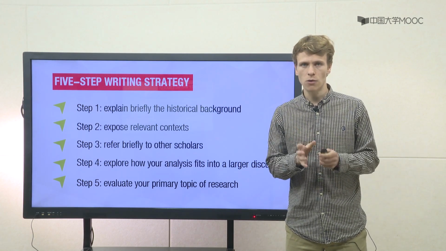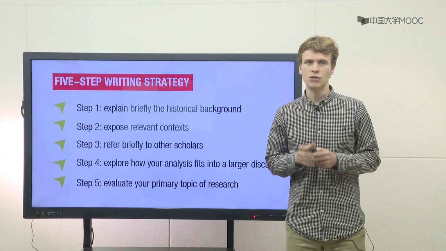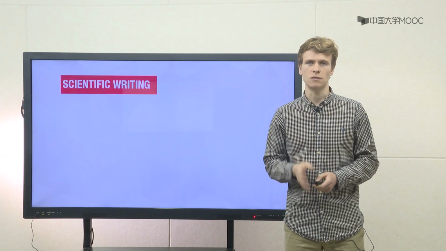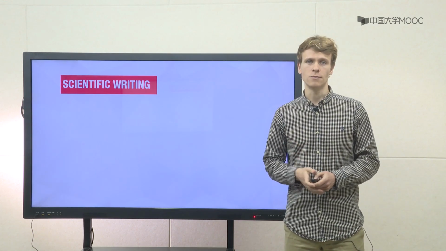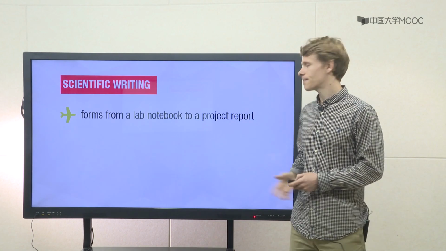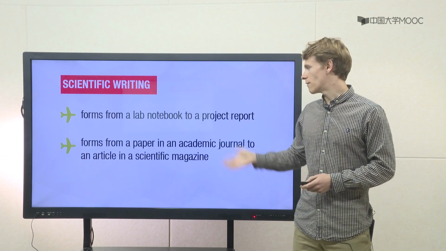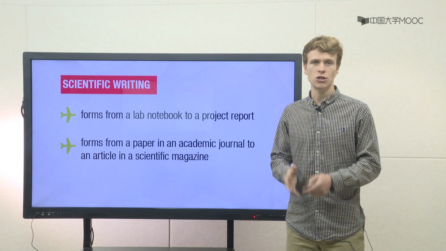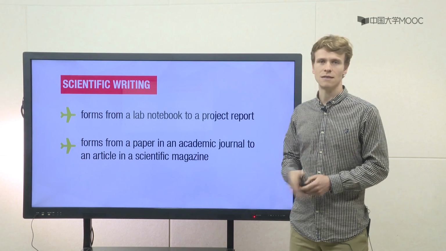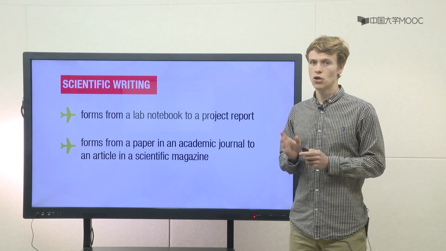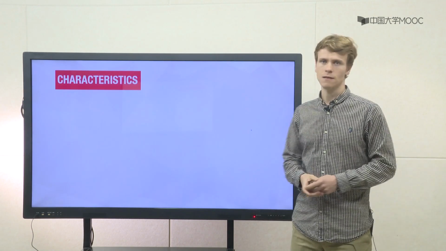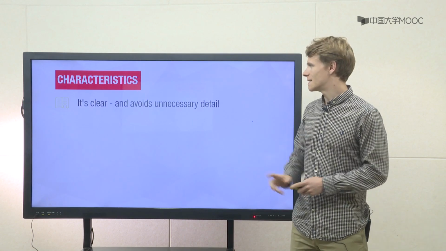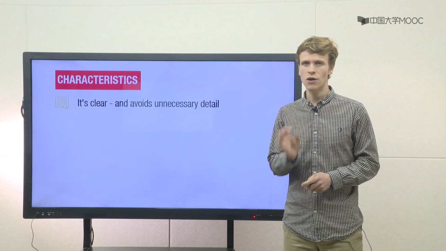Writing is a very important part of science. It's used to document and communicate activities, ideas and findings to others. Scientific writing can take many forms, from a lab notebook to a project report, and from a paper in an academic journal to an article in a scientific magazine. Good scientific writing features the following characteristics. It's clear and it avoids unnecessary detail.